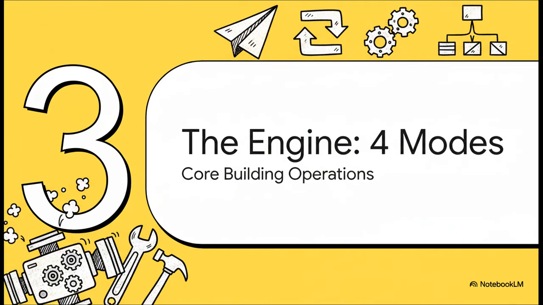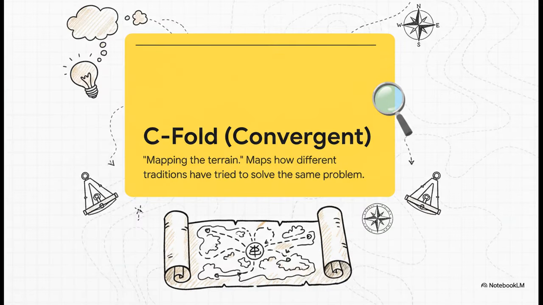Now we head into the engine room. This is where the magic happens. We're going to learn the 4 core operations, the 4 folding modes that you can use to actually generate new philosophy. First up, we've got the C-fold, or convergent fold. The best way to think about this one is as mapping the terrain. It's like reconnaissance, right?